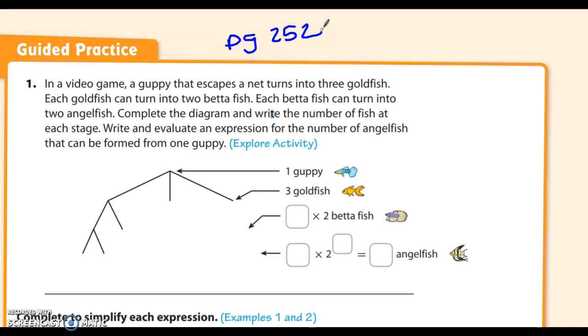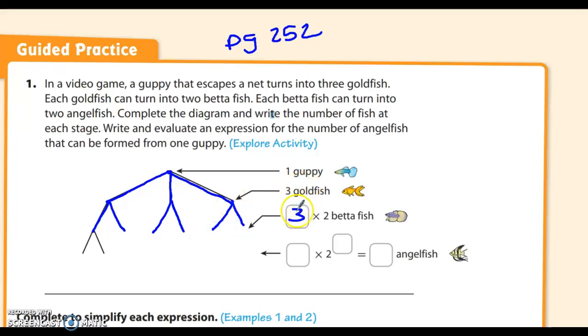So the one guppy can turn into 3 goldfish, and that's already done for us. You can actually see right here if I go over in blue. Here's one guppy, and it can turn into 1, 2, 3 goldfish. Well, the 3 goldfish can each turn into 2 betta fish. So that looks like this: 1, 2. It also looks like this: 1, 2. It also looks like this: 1, 2.